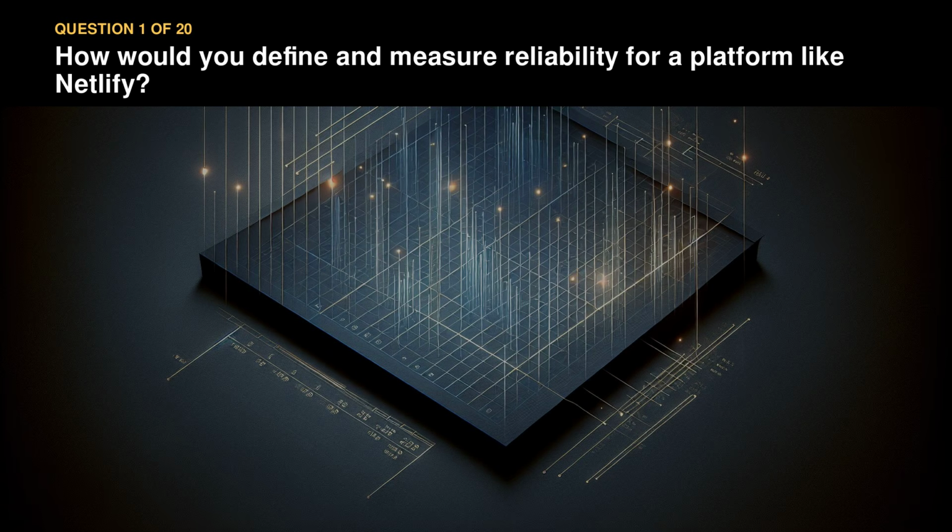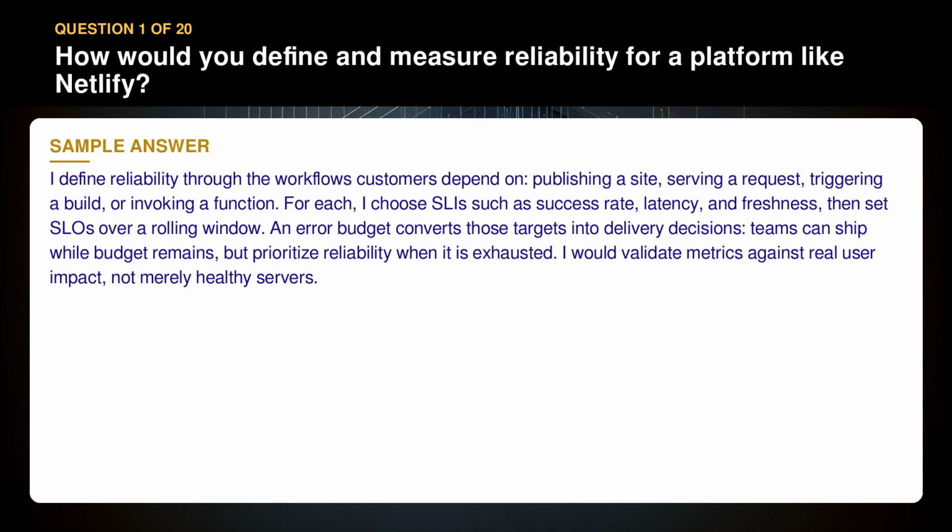Question 1. How would you define and measure reliability for a platform like Netlify? I define reliability through the workflows customers depend on: publishing a site, serving a request, triggering a build, or invoking a function. For each, I choose SLIs such as success rate, latency, and freshness, then set SLOs over a rolling window. An error budget converts those targets into delivery decisions. Teams can ship while budget remains, but prioritize reliability when it is exhausted.